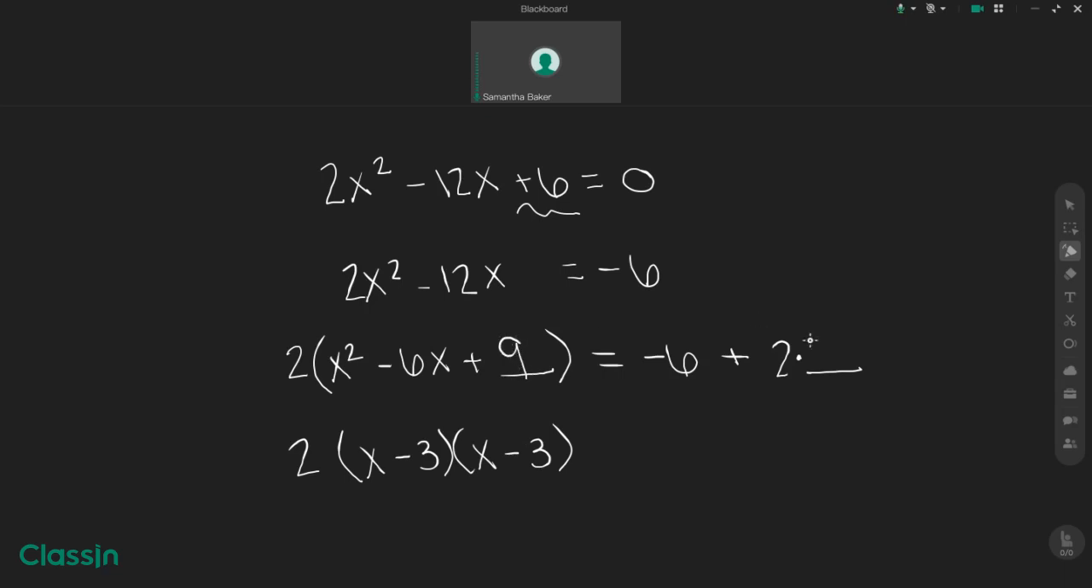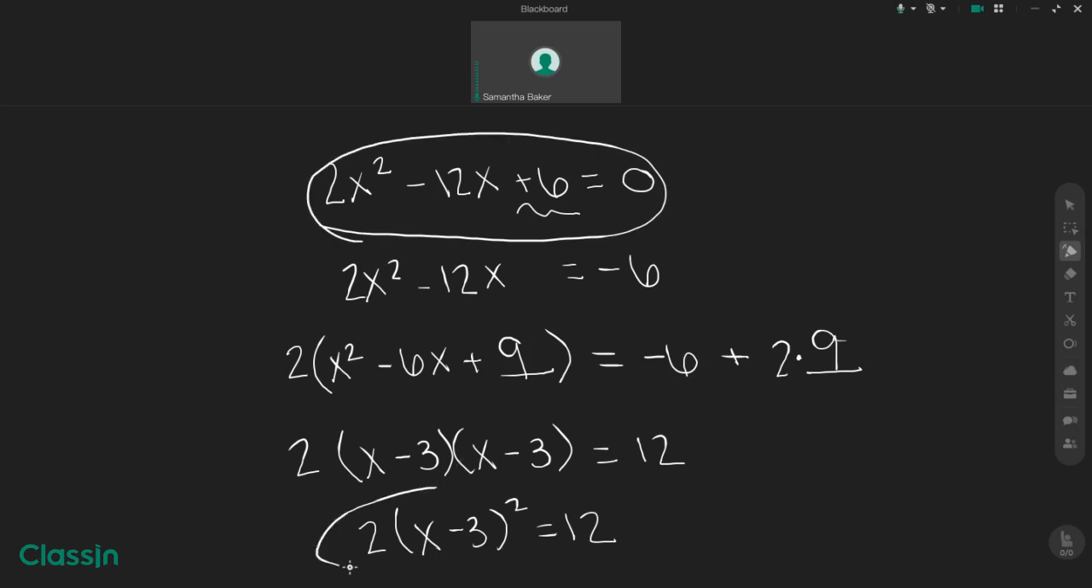And if I add 9 to the left, I have to add 9 over here. But again, I wasn't really adding 9, I was adding 2 times 9, which is 18. I've got that accounted for there. So simplify the right, negative 6 plus 18 is 12. And then just rewrite this. Right, x minus 3 times x minus 3 is x minus 3 squared. And that equals 12. Okay, so I rewrote this equation. These two equations are exactly the same, but this one I then completed the square.